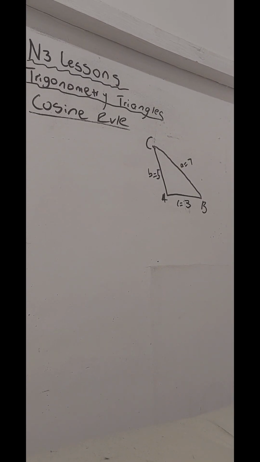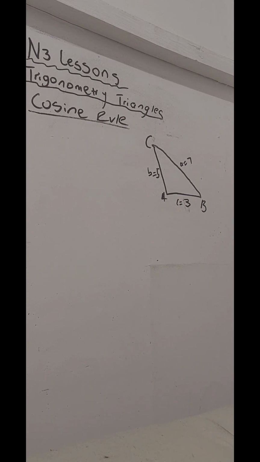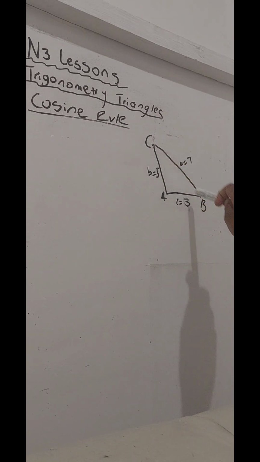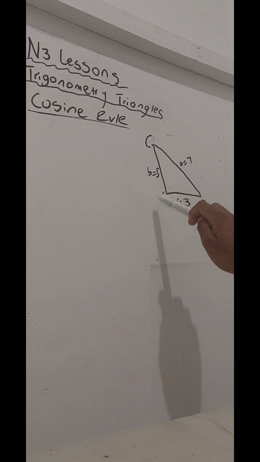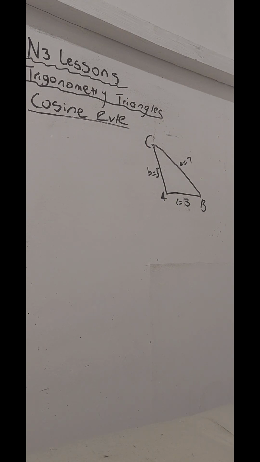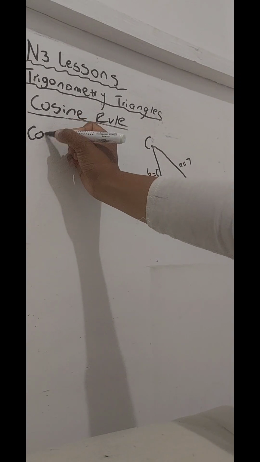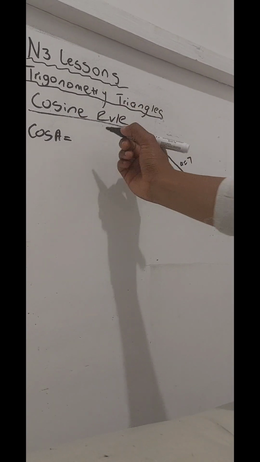Okay, guys, here we have triangle ABC. I already told you that the angle is opposite to its side. So this is side C because it's opposite to angle C, this is side A because it's opposite to angle A, and this is side B because it's opposite to angle B. So we want to calculate angles. Since we already have three sides, I want us to calculate angle A first.